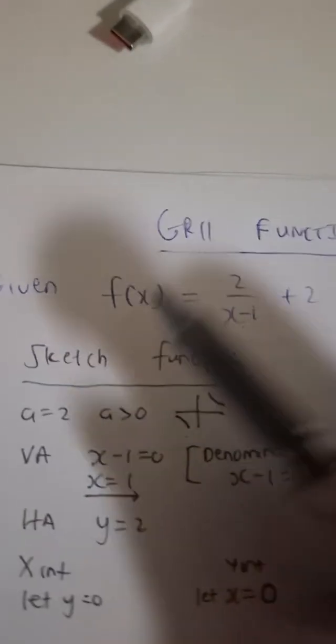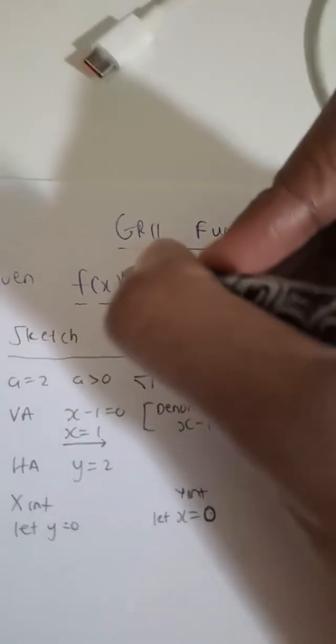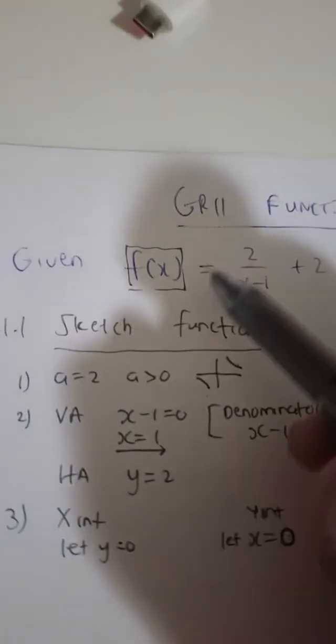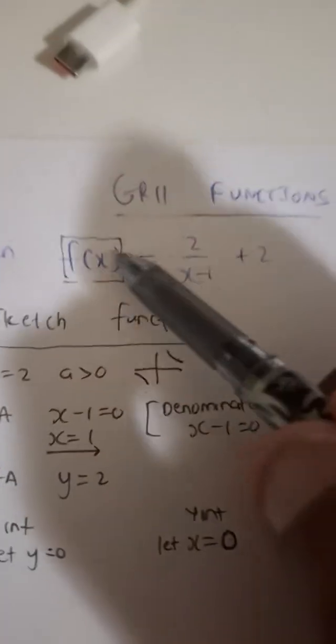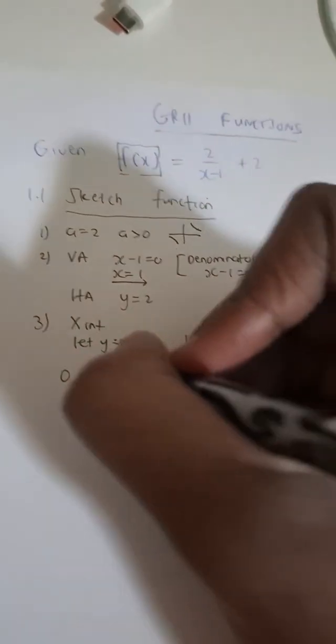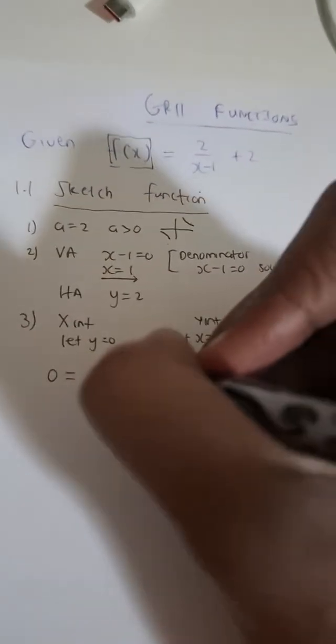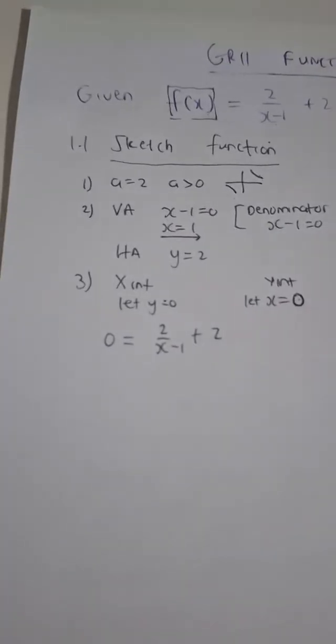So then we go back to our function. There it is. And remember, this notation, f of x, simply stands for y. So what we do is we go to that f of x, we let y be equal to 0 there. So we're going to say 0 is equal to 2 over x minus 1 plus 2.